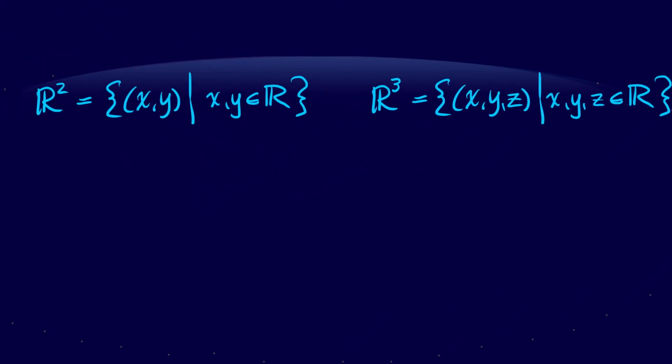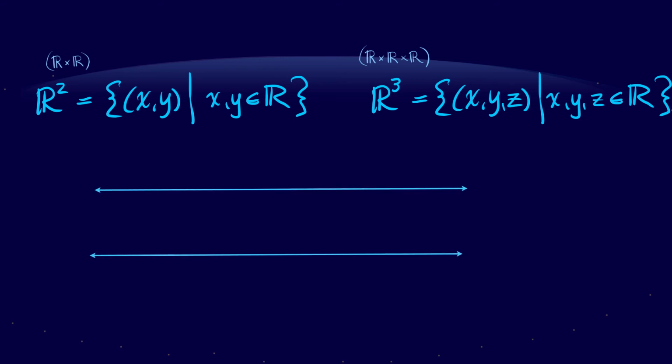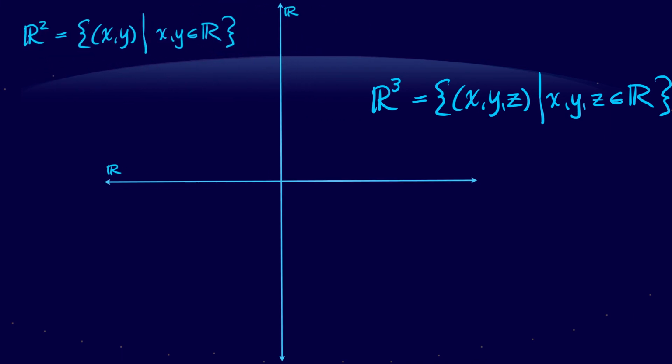So R2, we can really write that as R cross R. And R3 is really R cross R cross R. So if we want to think about what R2 physically represents, it's going to be R cross R, so that's just two real number lines. And so what do we want to do with those? We want to cross them, which means that now they're going to be perpendicular to each other. And that's how we end up with the x and y axis.